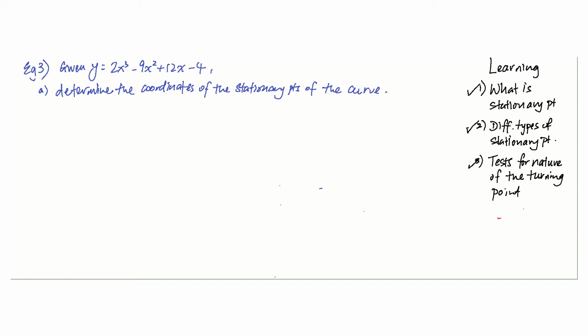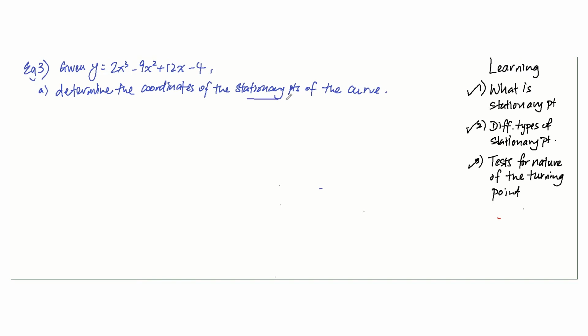So this is the question: given y = 2x³ − 9x² + 12x − 4, determine the coordinates of the stationary points of the curve. All right, so what should we do? I'm not going to show you the answer now, but I'll let you try on your own. Let us walk through the process again.